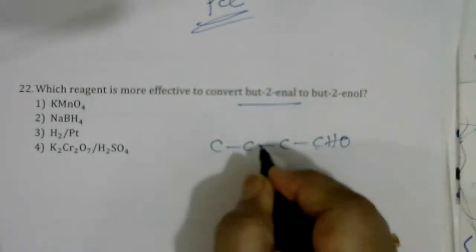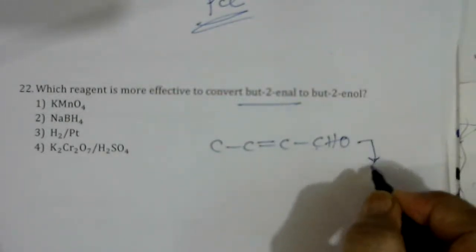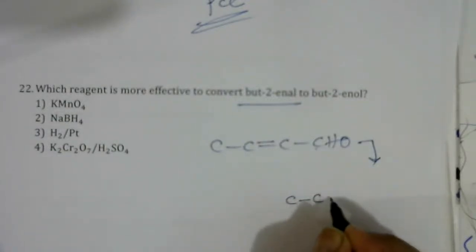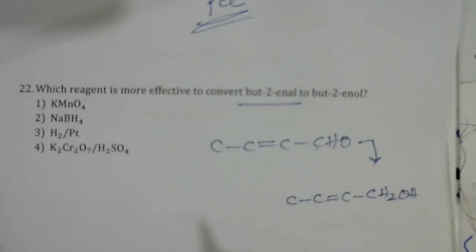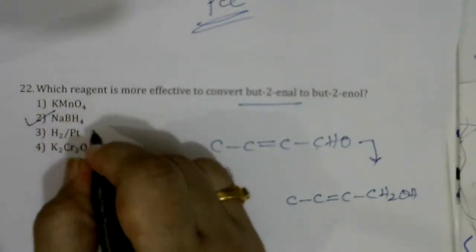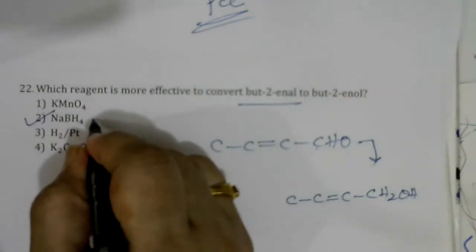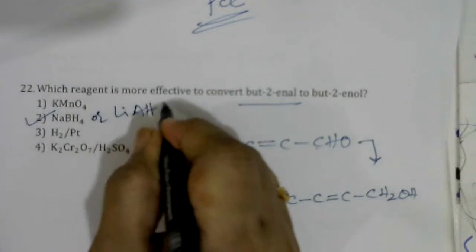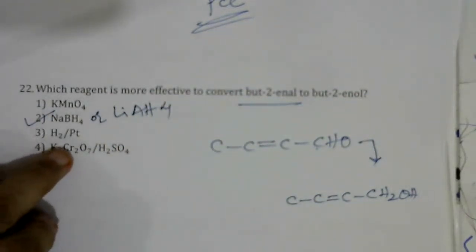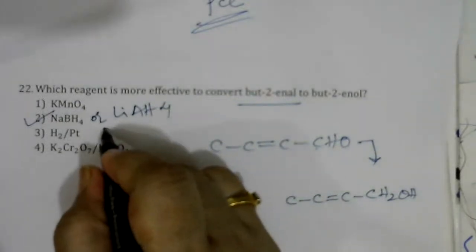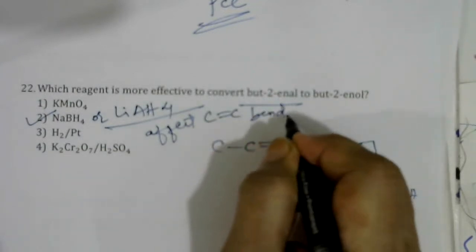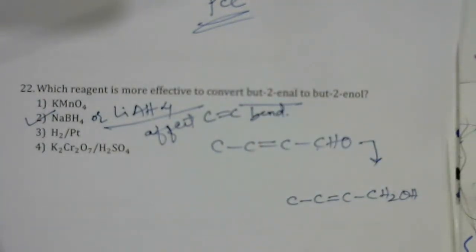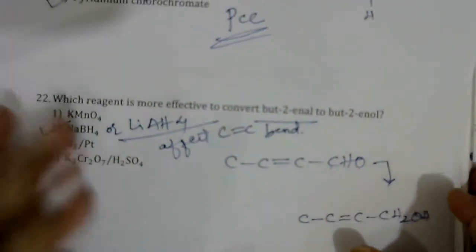This is CHO. Butenal is converted into butenol. Which is the best method they are asking? The best method is what, children? Based upon this one, sodium borohydride. Even we can take lithium aluminum hydride also. Remember one thing, sodium borohydride or lithium aluminum hydride will not affect the carbon-carbon double bond, that is the olefinic carbon atom.